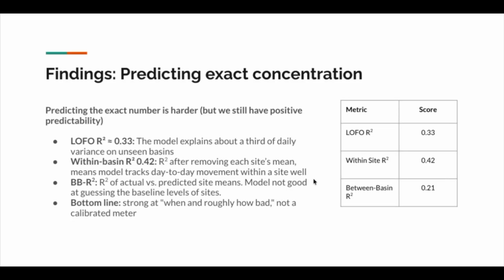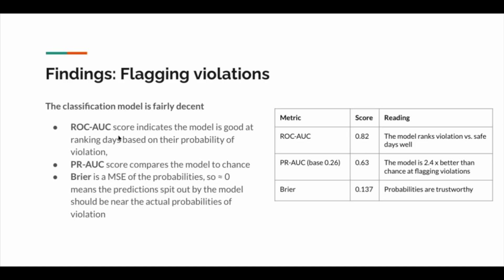Our regression results are modest, but we still get positive predictive power. Our model explains about a third of daily variance on unseen basins. Flagging violations works much better, however. This score is the one we value the most. It tells us roughly how well our model balances true positives with false alarms, and our results are 2.4 times better than a random guess baseline. With proper tuning, we can do even better.